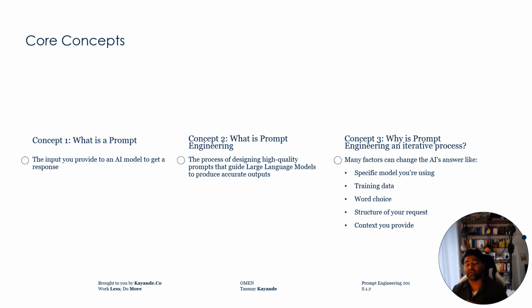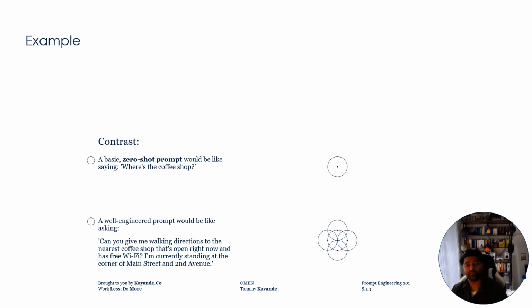Why is prompt engineering an iterative process? Well, crafting the perfect prompt is often complicated because so many factors can change the AI's answer. Things like the specific model you're using, its training data, your word choice, the structure of your request, and the context you provide all matter immensely. Because of this, using inadequate or poorly designed prompts can lead to ambiguous or inaccurate responses, making it difficult for the model to give you meaningful output. You'll almost never get the perfect response on your first try. It's a cycle of writing the prompt, seeing the result, and refining your prompt to get closer to your goal.